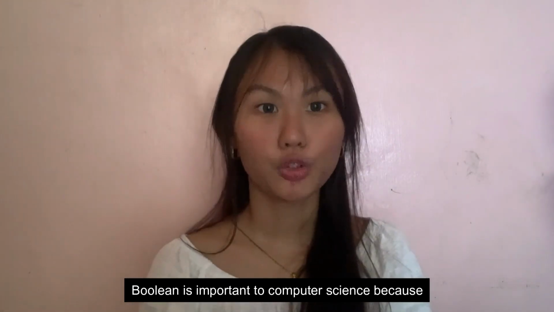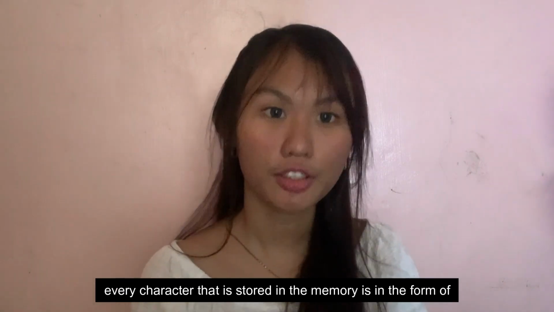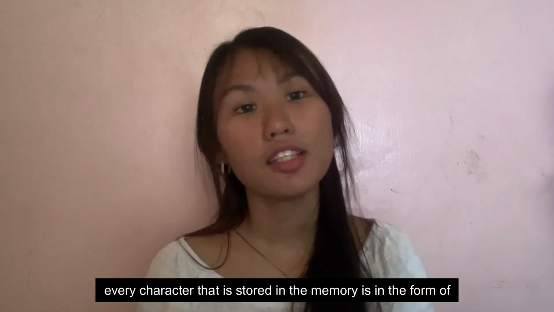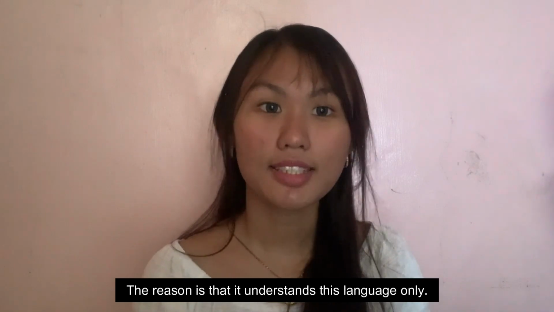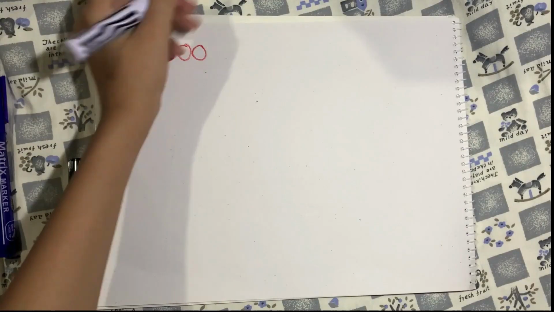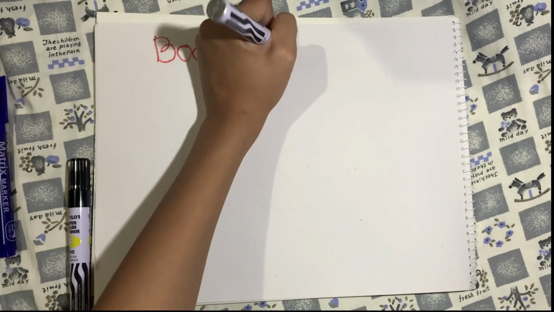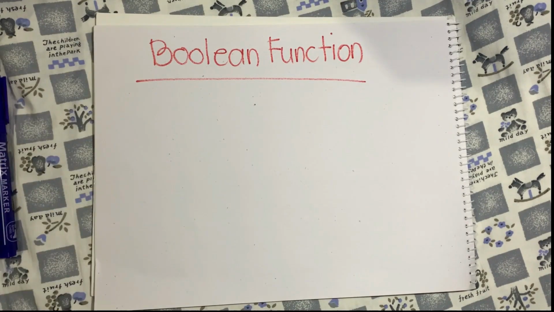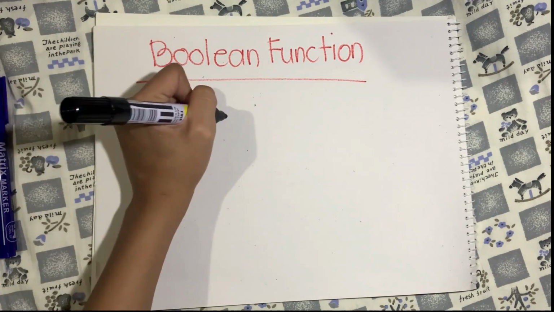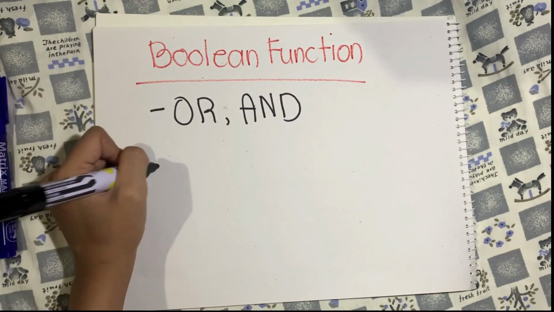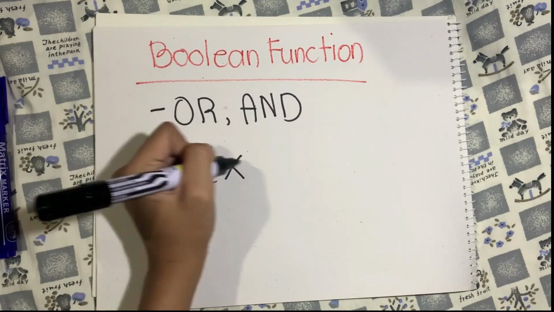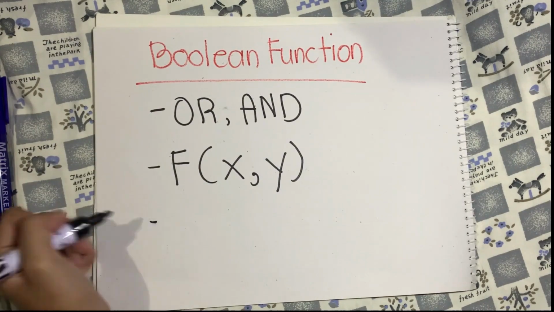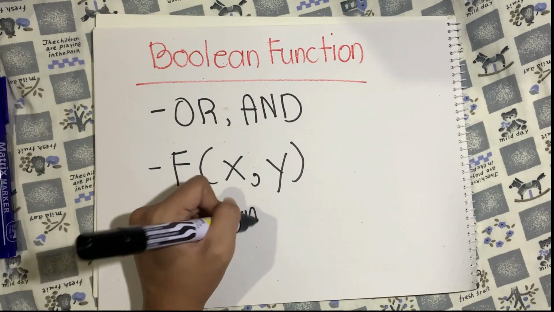Boolean is important to computer science because every character that is stored in memory is in the form of zeros and ones, which is also termed the binary form. The reason is that the machine understands this language only. A Boolean function is a special kind of mathematical function. A Boolean function is formed with binary variables and the binary operators OR and AND. A Boolean function is represented with a capital F followed by parentheses containing all the variables separated by commas.